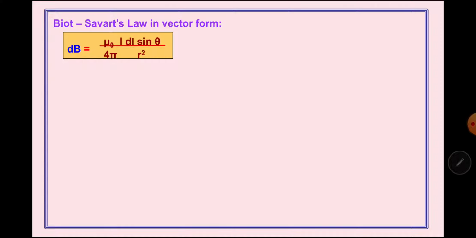Moreover, I is not a vector quantity, so there is no possibility of writing something like I cross dl. Rather, theta is the angle between dl and r. So if we have to write it in terms of a cross product, then we must have some r term in the numerator. To introduce that, we will be putting that unit vector in the direction of r in the numerator. So when we write it this way, then we can write it as dl cross r. So magnetic field strength will be in the direction of cross product of dl and r. So that will give us the direction of field.